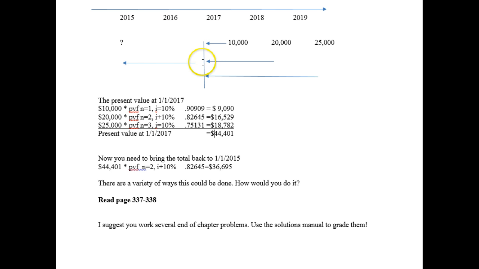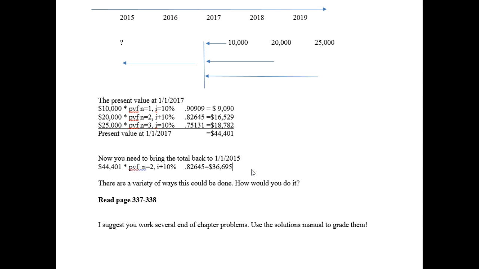Now I need to bring that number from this point back to this point. So I need to bring 44,401 back 2 years, from 1/1/17 to 1/1/16 to 1/1/15. And so n equals 2 and I equals 10 from a present value factor on table 2 being 0.82645. The 44,401 times that interest factor is 36,695. And so the answer to my question is that particular payment stream is equal to $36,695.